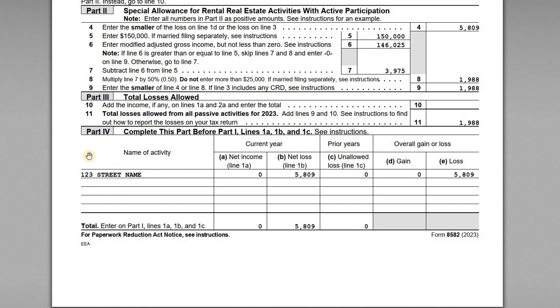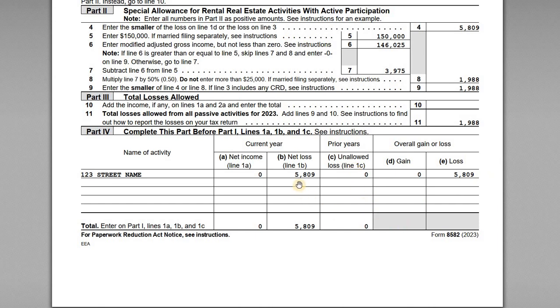We've got the name of the property, the current year income and loss. We've got no positive net income, but we do have a net loss of $5,809. Now in column C, prior years, this is blank for us because this is a brand new activity, right? He didn't have any prior year loss activity related to this rental property. And then the overall gain or loss is the loss of $5,809.